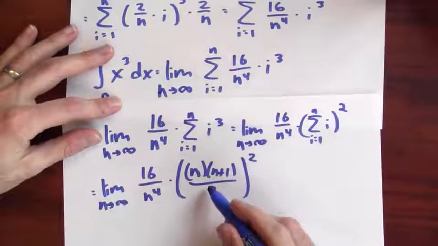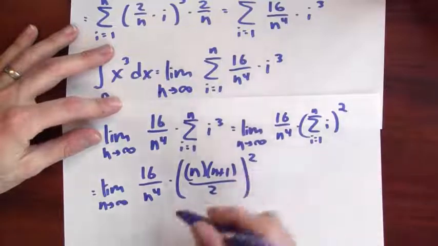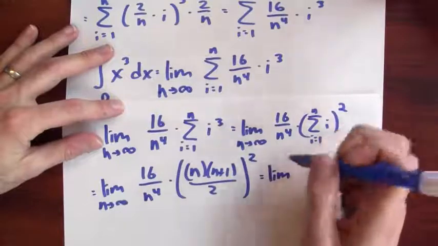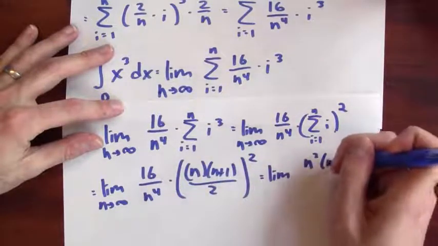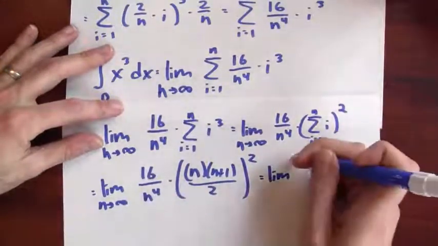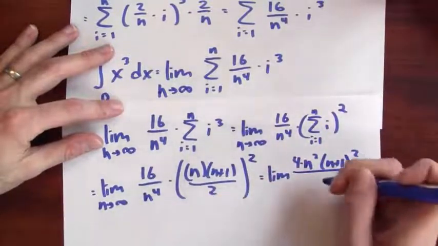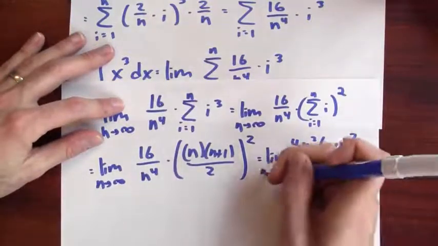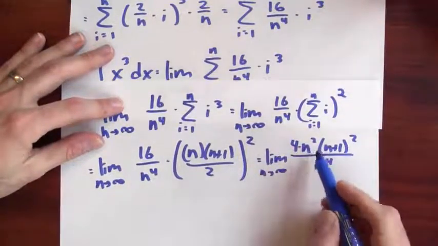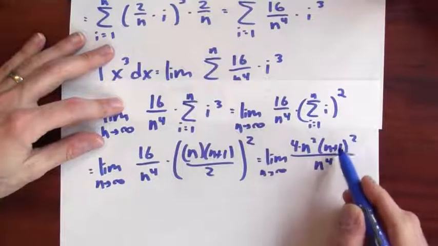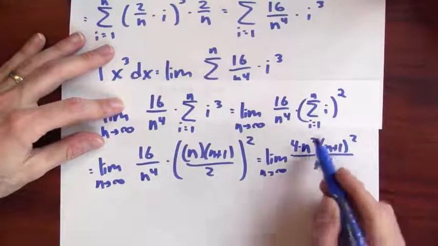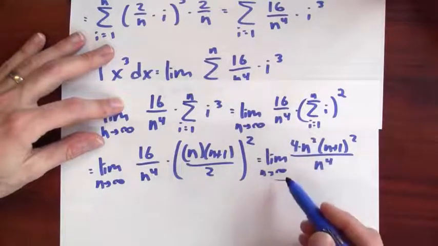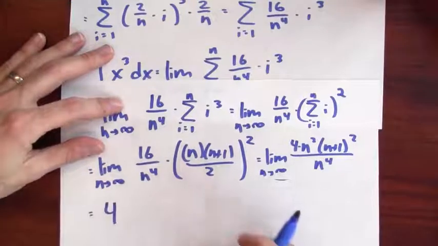Well, I can factor out a 1 over 2 squared, and that'll cancel part of the 16. So this is the limit of n squared times n plus 1 squared times 4 over n to the 4th. And now this is the limit as n goes to infinity. This ends up being n squared times n squared plus lower order terms. So the biggest term here is 4n to the 4th over n to the 4th. So this limit ends up being equal to 4.